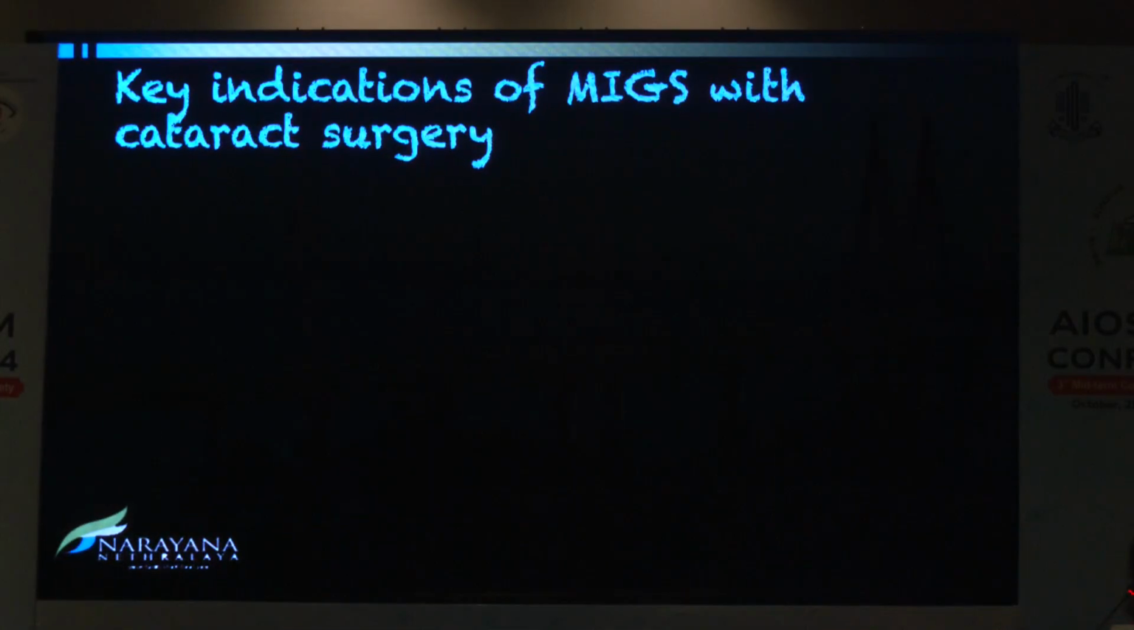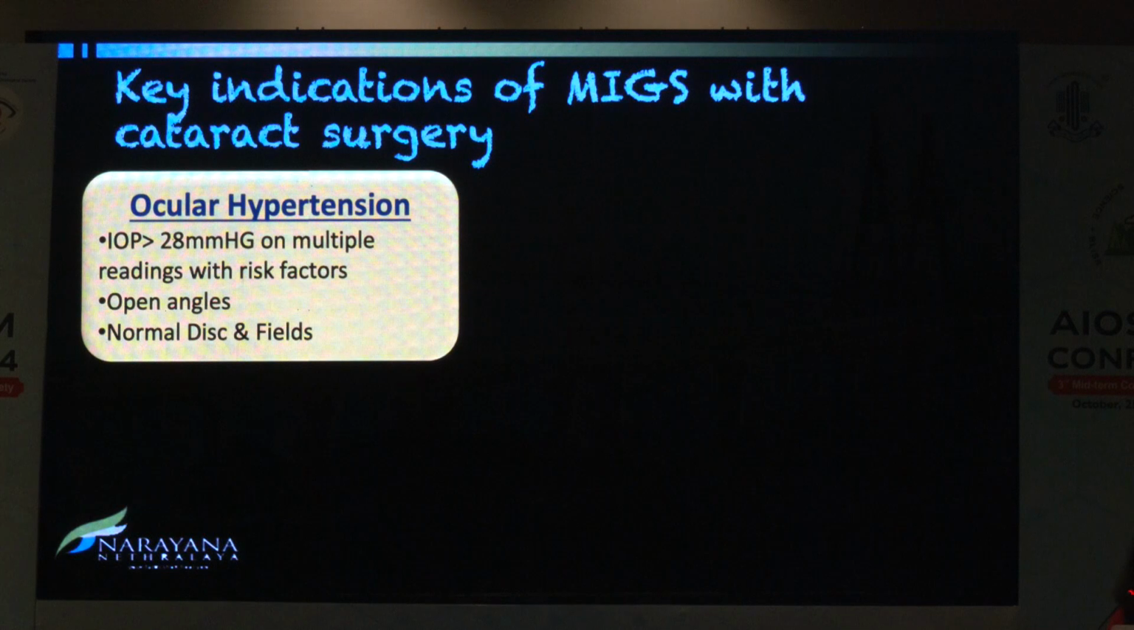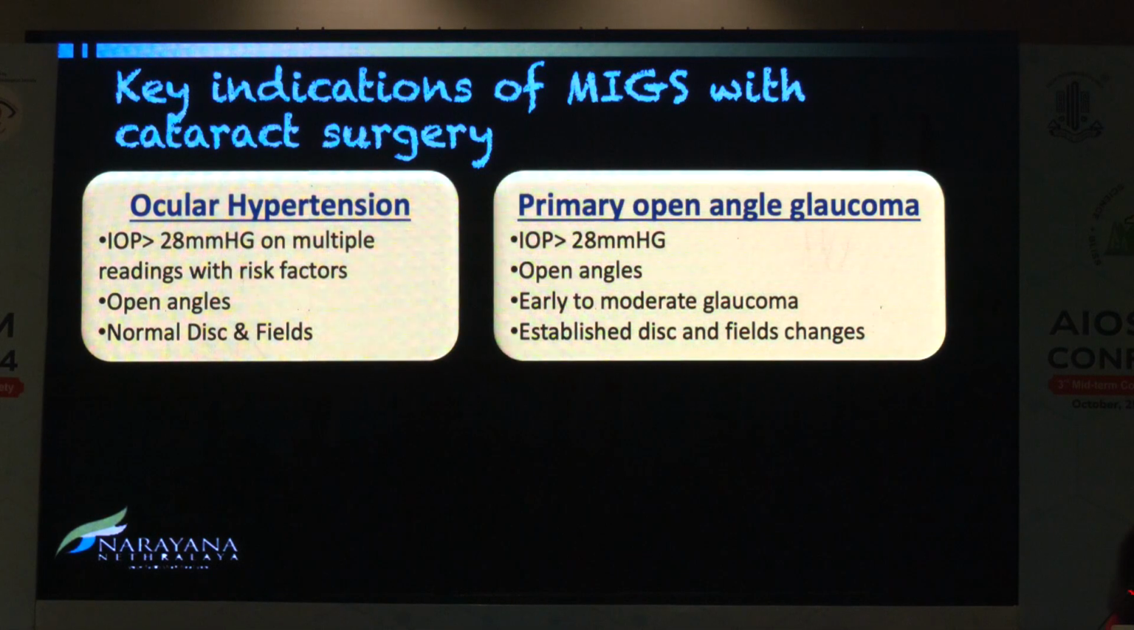The key indications of MIGS with cataract surgery are ocular hypertension, where the pressure does not come down with medication and you have to keep the patient on multiple medications. Then primary open angle glaucoma, where the pressure is more than 28, angles are clearly open, early to moderate glaucoma, and there are established disc and field changes. This is the most common indication for MIGS.